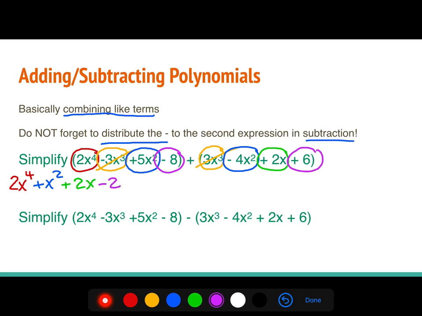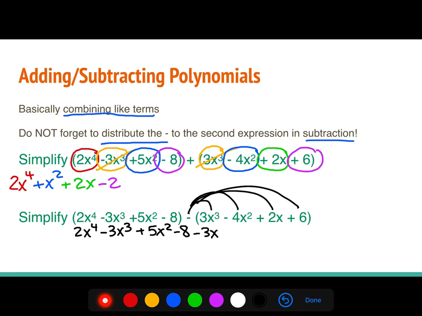Now look for my x's. All I have is 2x. And then my numbers. I have negative 8 and positive 6. Negative 8 plus 6 is negative 2. Ta-da! I just simplified. Combining like terms, basically. Now, I have to rewrite the second one down here. So I'm going to keep him like he is. 2x to the fourth minus 3x cubed plus 5x squared minus 8.